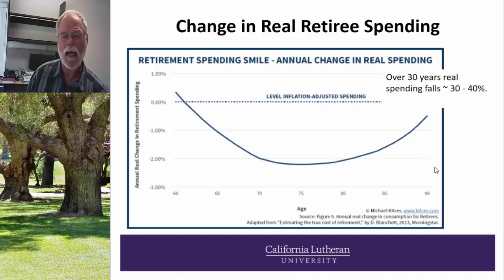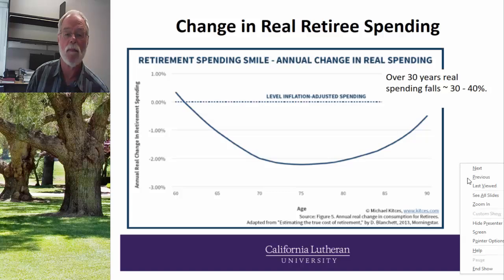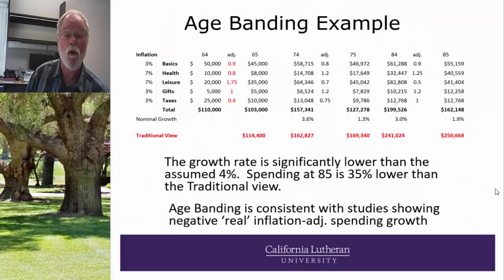Let me go back again at the prior slide. So if we take a look at the nominal growth rate, what we see is that between 65 and 74, that spending grew at a 3.6% rate.